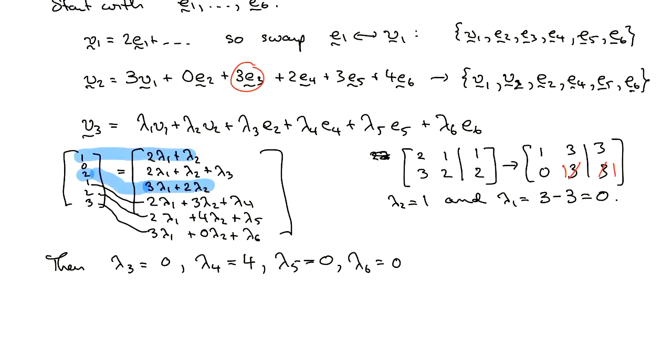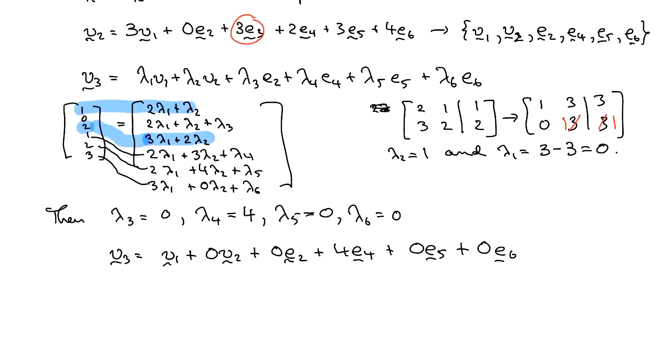Anyway, good. So V3 equals V1 plus 0 V2 plus 0 E2 plus 4 E4 plus 0 E5 plus 0 E6. So hopefully that's right. Anyway, I'm not going to do it again if it's not. The point is, we've still got at least one non-zero coefficient. That'll happen if the original set was linearly independent. But here we actually haven't got a choice. We just have to toss away E4 and replace it by V3.